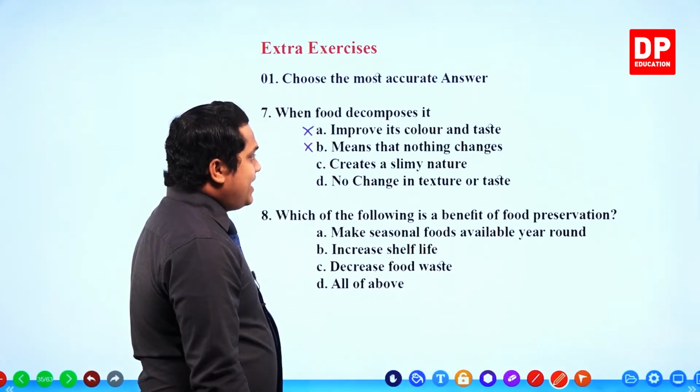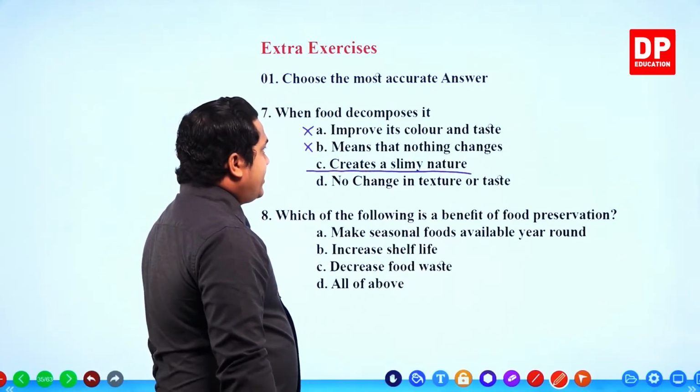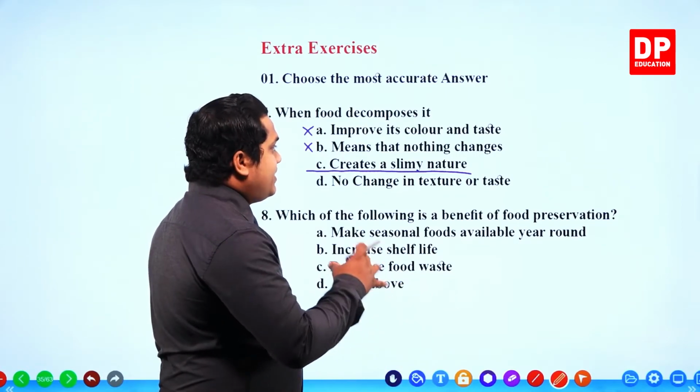Creates a slimy nature. That is correct, my dear children. When food is going to decompose, it's going to create a slimy nature. That's correct.